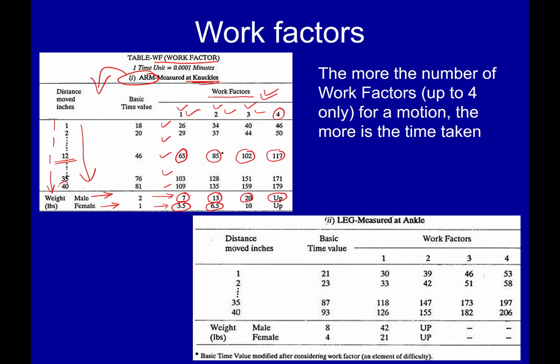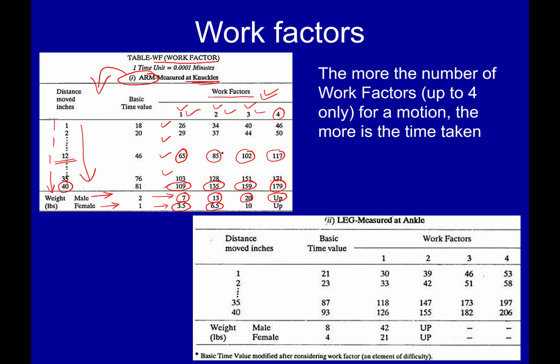If the distance to be traveled by the arm is 40 inches, then for one work factor, corresponding to the male handling the 7 pound weight, the time required will be 109. If it is 13 pounds, then it will be 135 time units. For the heavier weight handled by the male over 40 inches, the time value is 159, and more than this is 179.